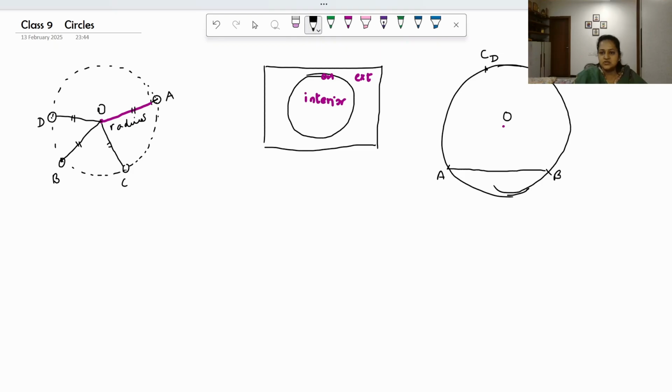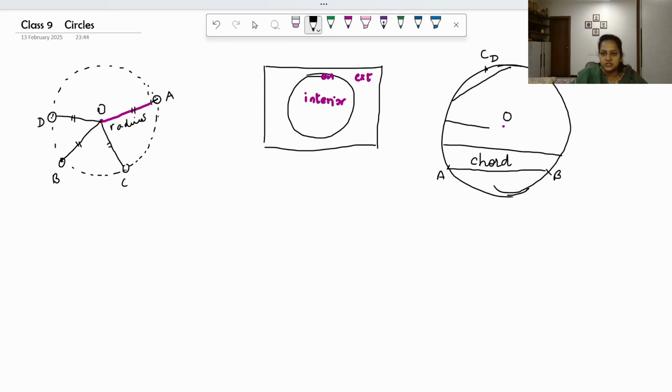The line segment which joins these two distinct points A and B that are lying on the circle is called the chord of the circle. We can have many chords, right? This is a chord. Any two points you take on the circle, a line segment which joins them is called a chord.